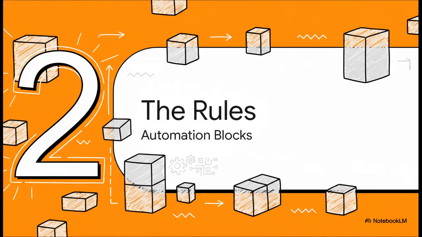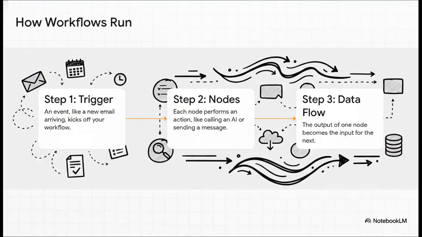Now, to start building with N8N, you really only need to understand a few simple rules. I like to call them the building blocks of automation. And once you get these down, you can seriously build almost anything you can imagine. Okay, so every single workflow you build runs on this simple three-step logic. First, you've got a trigger. This is what kicks everything off. It could be a new email landing in your inbox, someone filling out a form, or even just a specific time of day.